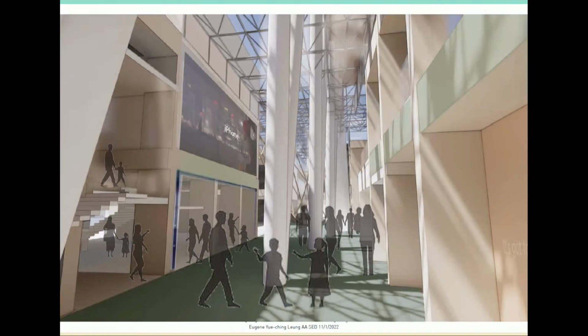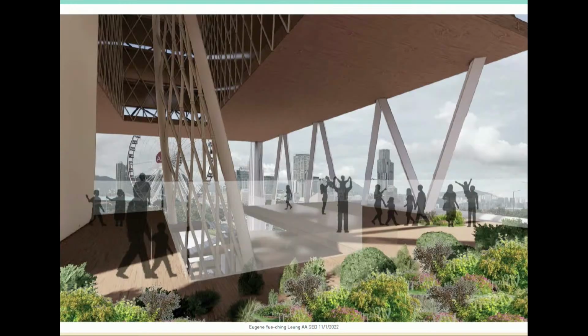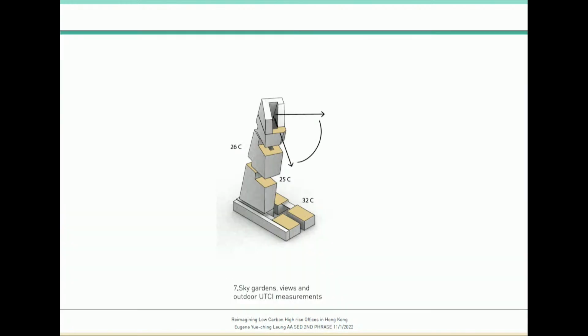So the next step, quickly, is that the car park structure is also part of the renewing program. Just a quick look at renderings of how the future car park might look, the steps of how it improves it, having stores, improving daylighting and new skins, and also providing an airy sky garden. And the last stage is to provide a good UTCI throughout all levels.